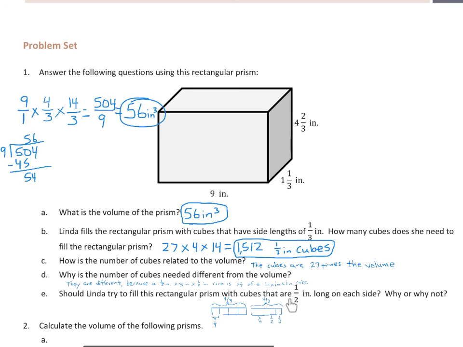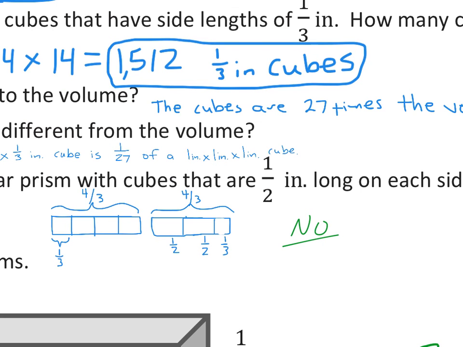And should she try to fill them with 1/2? I would say no, because of this picture right here. The reason 1/3 works is because in the side that was 1 1/3, that's 4/3. You get 4 equal thirds out of that, right? Each of these is 1/3. But if you had that same side and you divided it into 1/2 inches, you'd have 2 of those 1/2 inches, which is 1, but then you have 1/3 left over, which isn't going to give you another 1/2 inch cube.